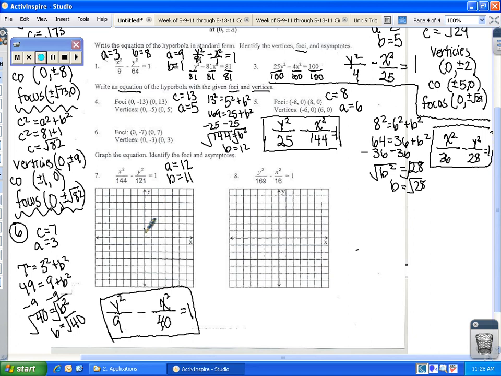So, again, since it's with the X, I know that my transverse axis is on the X axis. So I'm going to count 2, 4, 6, 8, 10, 12 on the X axis, and then 2, 4, 6, 8, 10, 11 are going to be on my Y axis, which is just the opposite. And now I'm going to draw my rectangle.